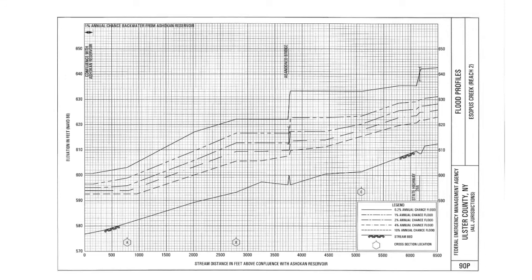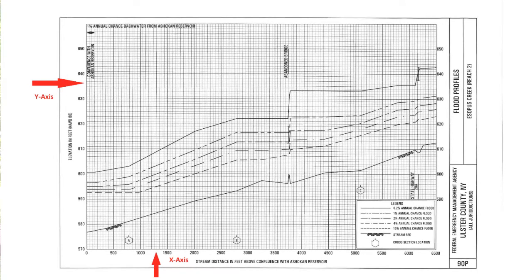We'll look at the profile for the section of Esopus Creek Reach 2 that has cross-section A on it to keep it consistent with the floodway data table we are using. You'll notice that the flood profile looks like a basic graph. It has both an X and a Y axis. The X-axis shows linear feet. In this case, the stream distance in feet above the confluence with the Ashokan Reservoir. The Y-axis shows elevation in feet.